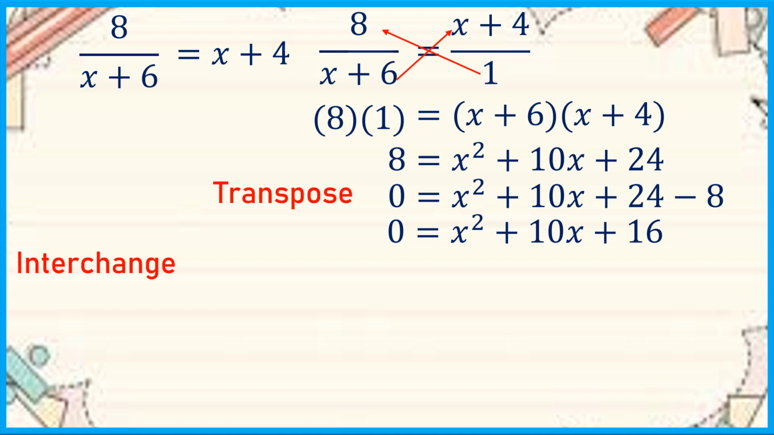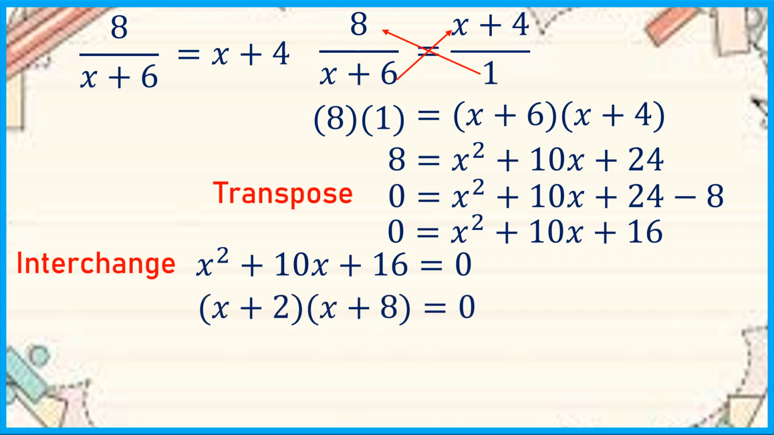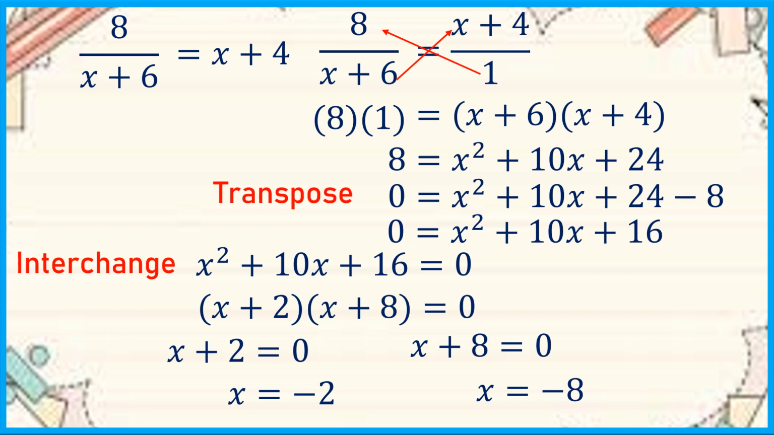Then we are going to interchange. So we get x squared plus 10x plus 16 is equal to 0. And then we are going to factor out x squared plus 10x plus 16. So the factors are (x plus 2) times (x plus 8). Then we are going to equate it to 0. So x plus 2 is equal to 0. x plus 8 is equal to 0. Then we are going to transpose plus 2 to the other side, it will become negative 2. And plus 8 to the other side, it will become negative 8. So the roots are negative 2 and negative 8.